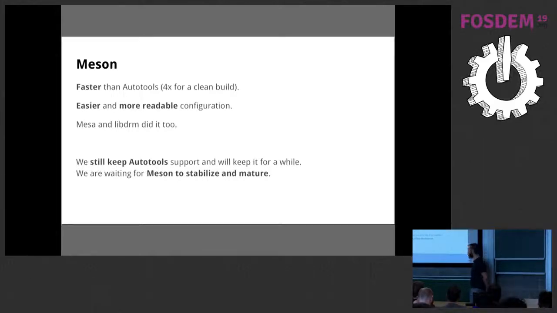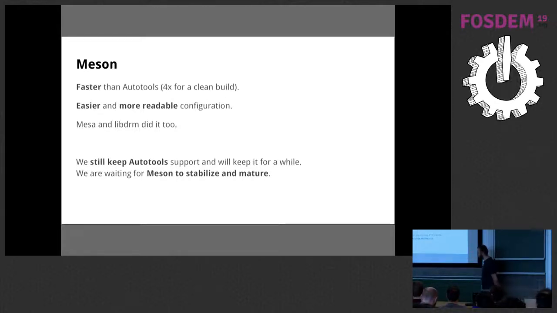We made a couple of changes recently to try to be a little bit more modern and friendly. We switched from autotools to Meson, and it's not a complete switch, mostly because we were just annoyed by the build time. Everyone in our area was switching to Meson, like libdrm and Mesa, and it's much faster. From clone to build binaries, it's four times faster on most of the hardware I've tested. It's much easier to maintain, and much more readable when it comes to configuration.